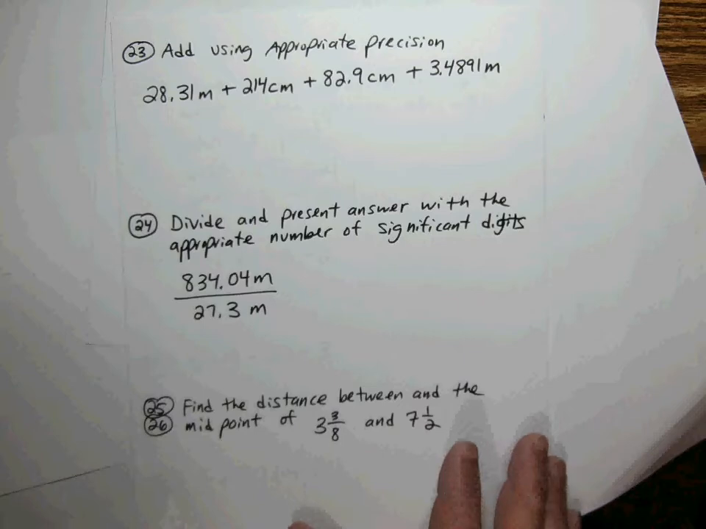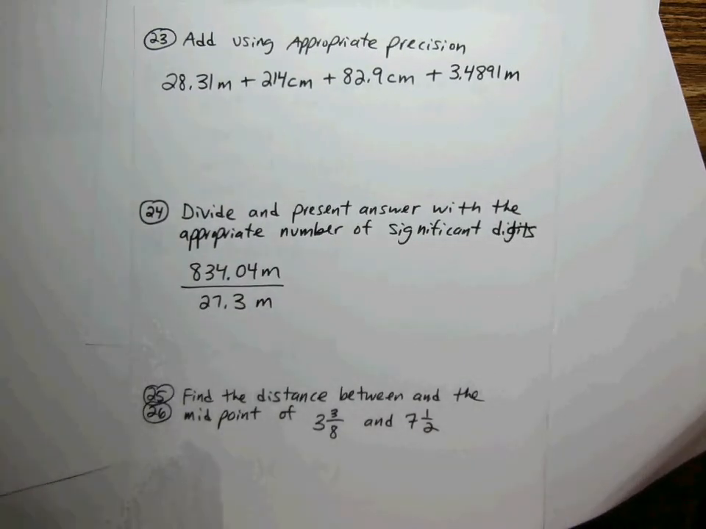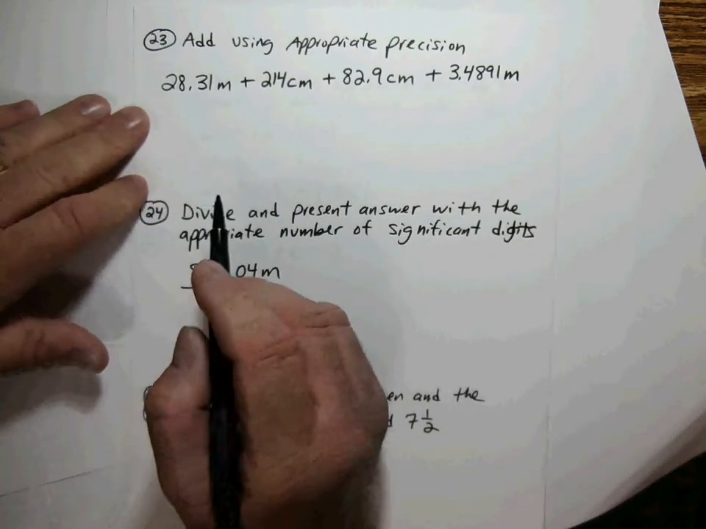Okay, so now we're at question 23. The first 22 questions were on a previous upload. We're going to add some numbers together using appropriate precision. Well, number one, we must have matching units, so they all either need to be meters or centimeters. Doesn't matter which way we go. Let's just turn them into meters, why not?